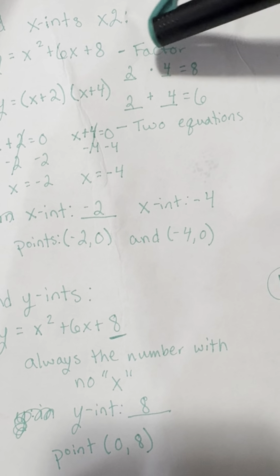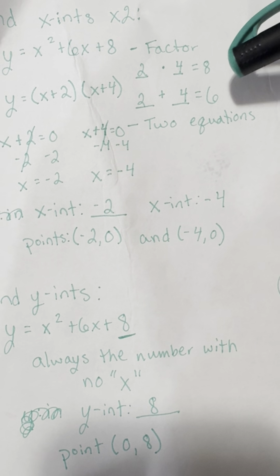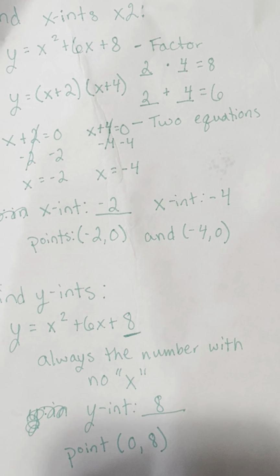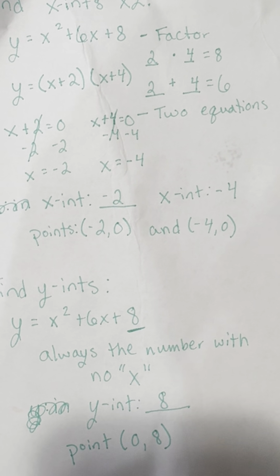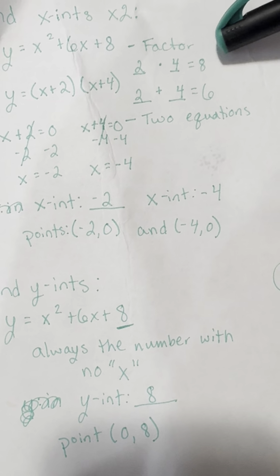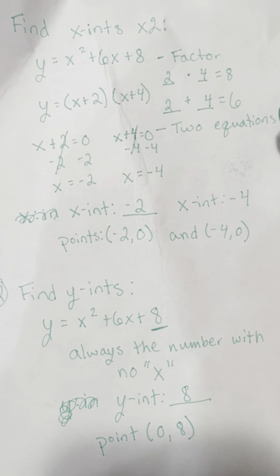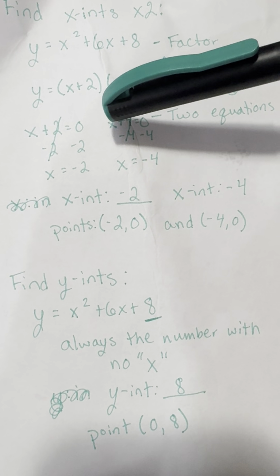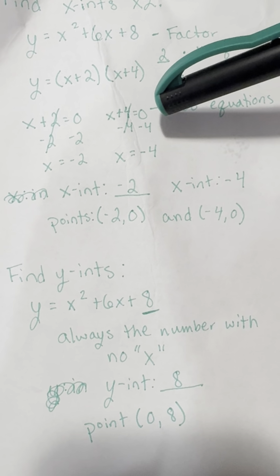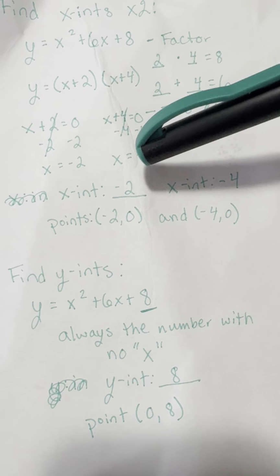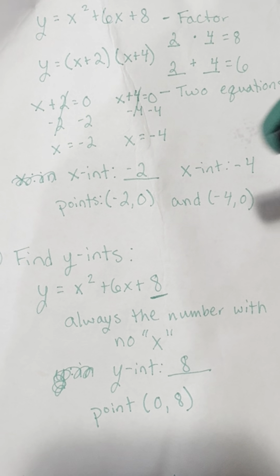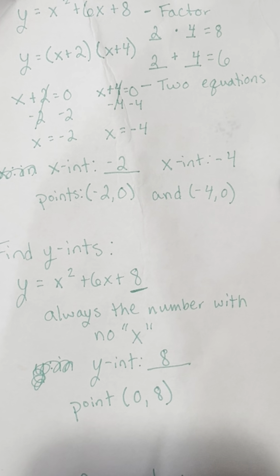It's 2 and 4. 2 times 4 equals 8. 2 plus 4 equals 6. And so then we rewrite it as y equals (x plus 2)(x plus 4). After we have factored it out, we now need to write our 2 equations. So we have x plus 2 equals 0, x plus 4 equals 0. Solve that out and we end up with x equals -2 and x equals -4. Those are our 2 x-intercepts.